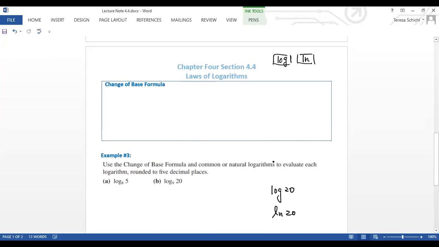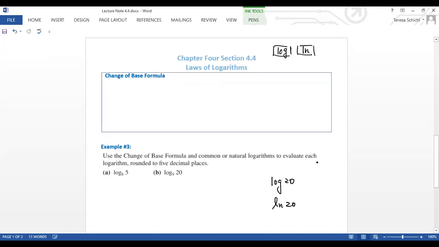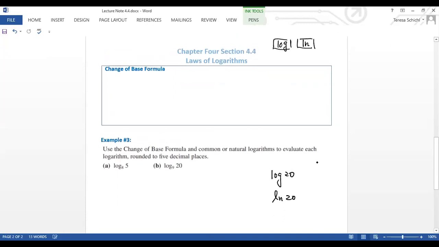Then how about if I want to find a log with a special base, like base 5 of 20? How am I going to do it using my calculator? My calculator only gives me the log and the natural log keys. I don't have anything I can input for any base here.